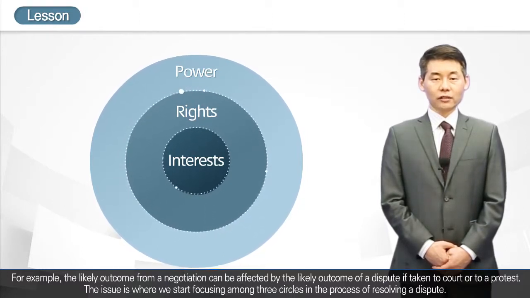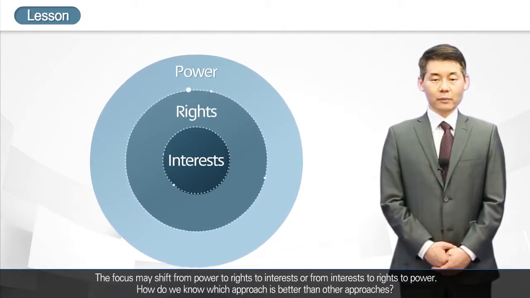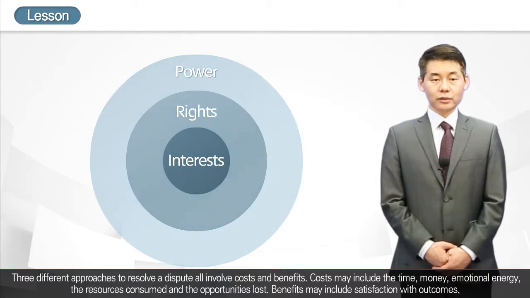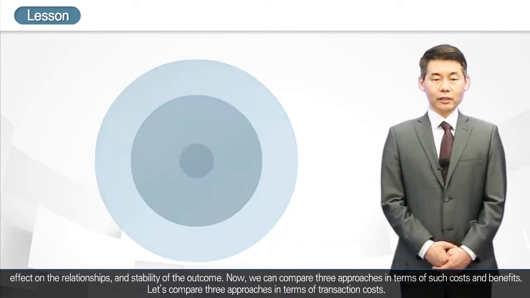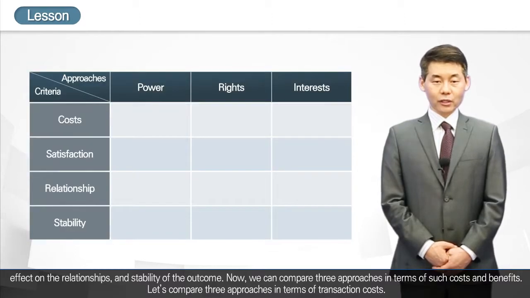The issue is where we start focusing among the 3 circles in the process of resolving a dispute. The focus may shift from power to rights to interest, or from interest, rights to power. How do we know which approach is better than the other approaches? The 3 different approaches to resolve a dispute all involve costs and benefits. Costs may include the time, money, emotional energy, the resources consumed and the opportunities lost. Benefits may include satisfaction with outcomes, effect on the relationships, and stability of the outcome. Now we can compare the 3 approaches in terms of such costs and benefits.